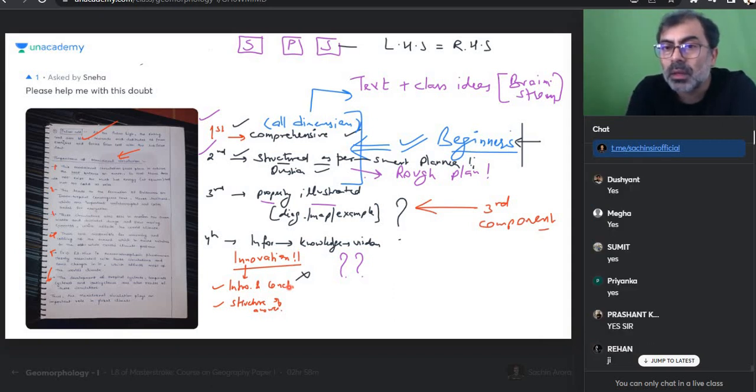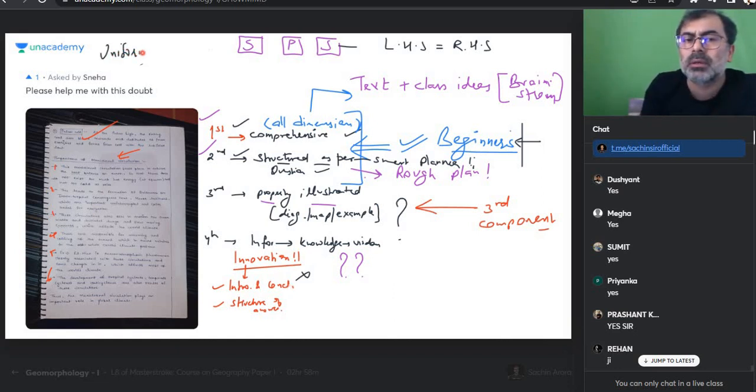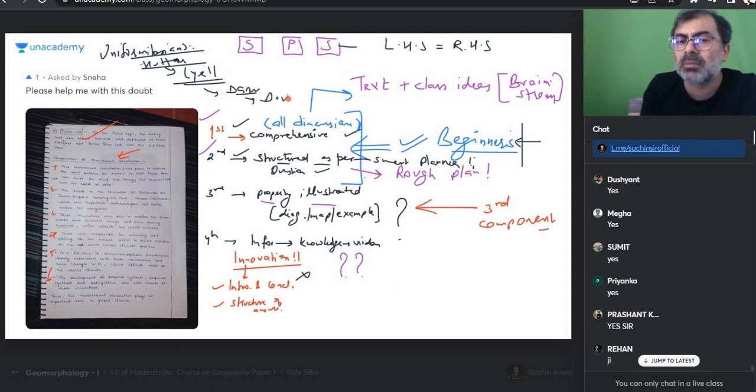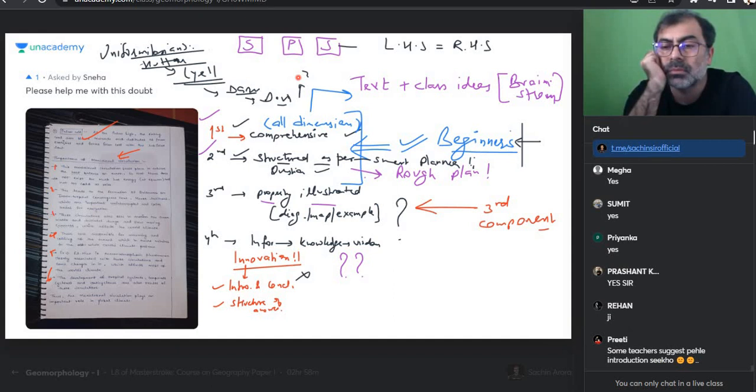True. और मैं बता रहा हूँ, उसको फैंसी करना हो ना, वो टीचर शुरू ही उससे करेगा, यूनिफॉर्मिटेरियनिज्म से. He says the concept was given by Hutton, but the real work was done by the geologist Lyell, and then Darwin happened, and then Davis came, and he used the concept of stage. ये पहले लिखवाएगा. Preeti saying some teachers suggest पहले introduction सीखो. भाई एक बात बताओ ना प्रीति, introduction is a very mature packing of your answer. True or not?